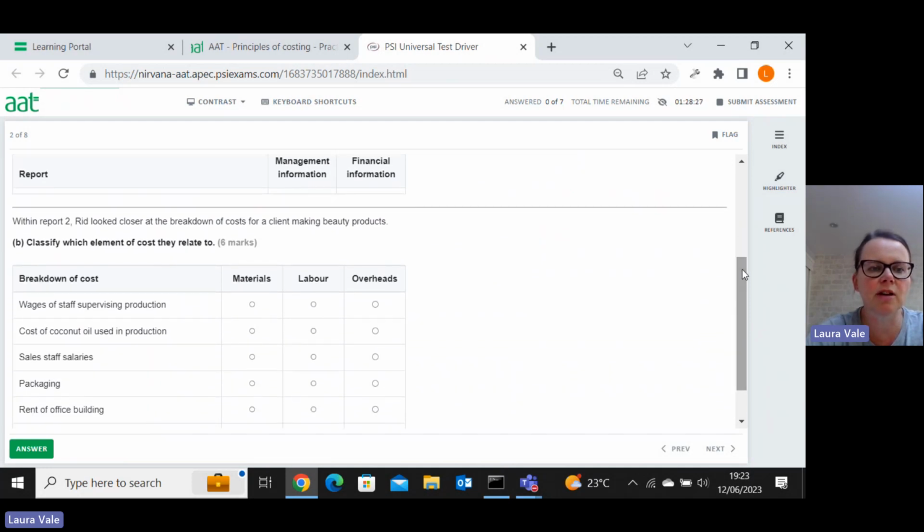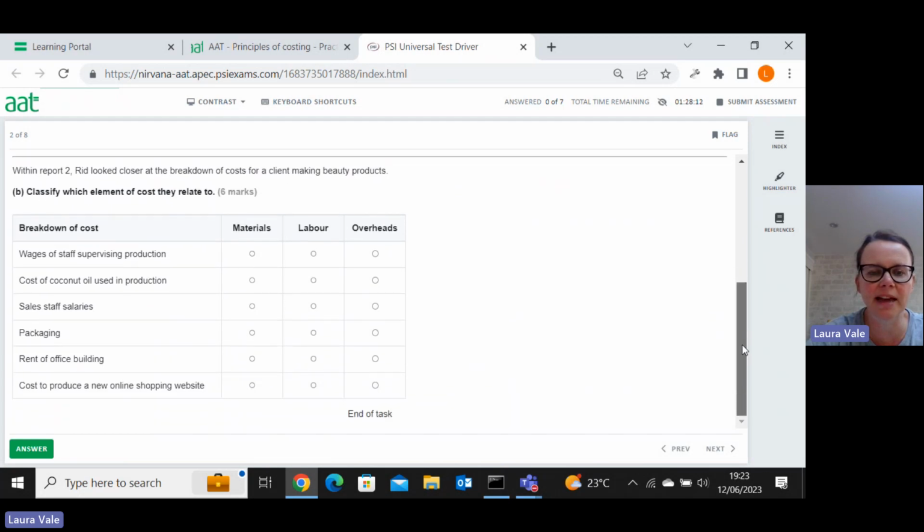Within report 2, Rid looked closer at the breakdown of costs for a client making beauty products. Classify which element of cost they relate to. Right, so elements of cost: materials, labour, overheads. So wages is obviously labour. Cost of coconut oil, something you can see or touch, is a material. Sales staff salaries, so it's labour again, anything to do with the workers, wages and salaries is going to be labour. Packaging, it's got physical substance, so it's a material.